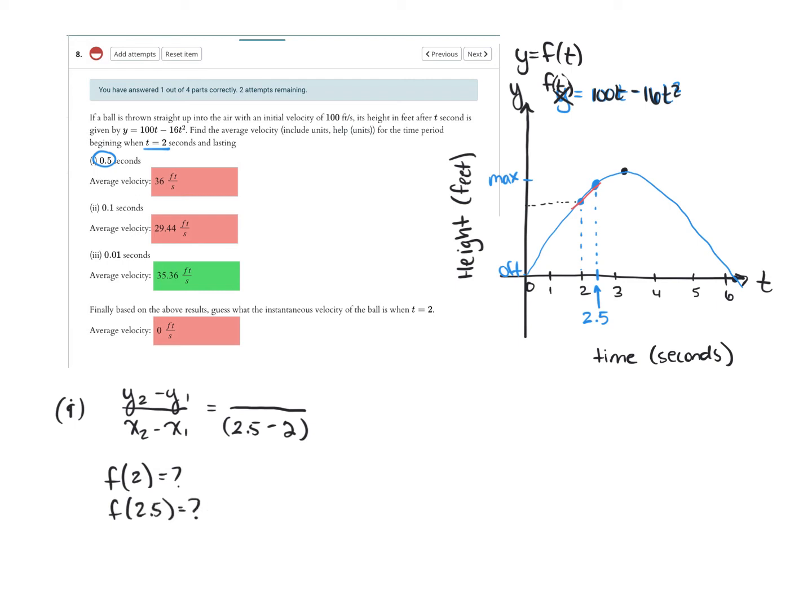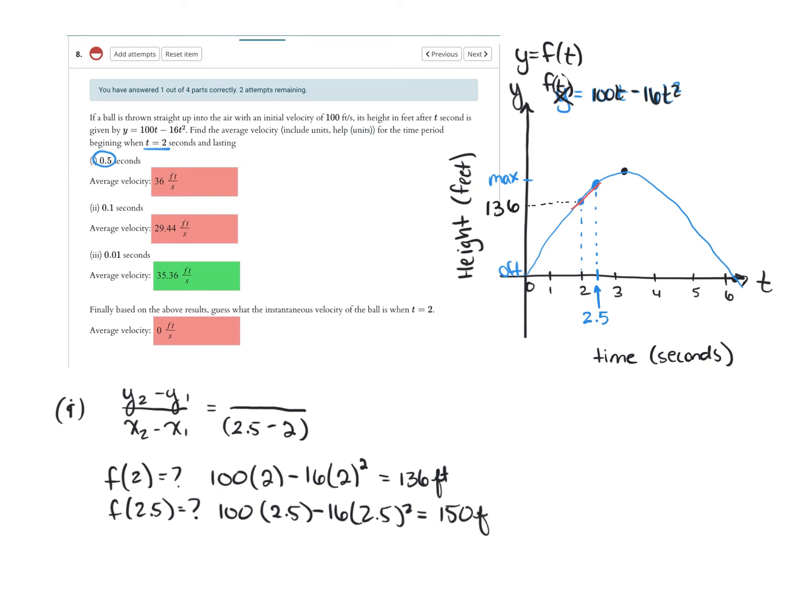Okay, so if you put that into the calculator here, you would evaluate 100 times 2 minus 16 times 2 squared. That's going to give us 136 feet. So at t equals 2, the rock is 136 feet above the ground. And then after 2.5 seconds, again, let's put that into the equation. That's 100 times 2.5 minus 16 times 2.5 squared. And that's actually 150 feet. So that means that this output value here is 150 feet.